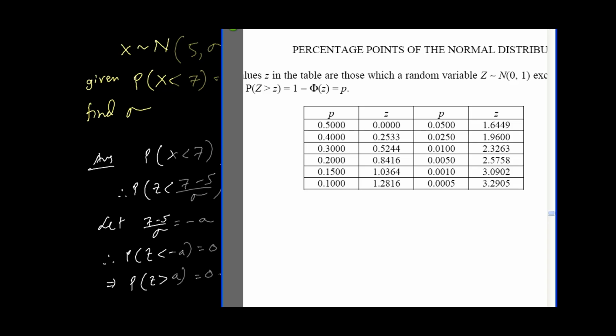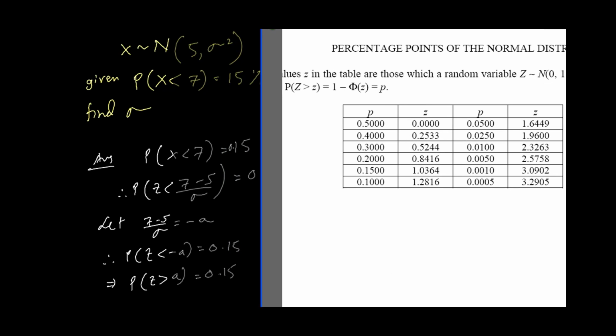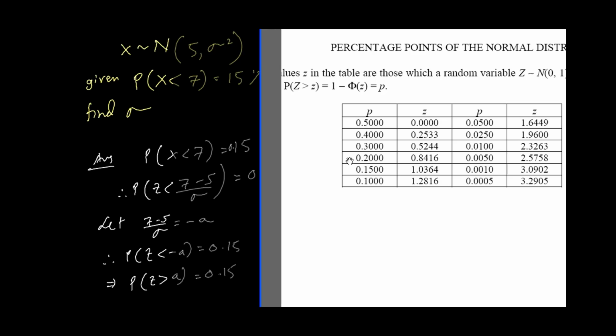So for this type of sum, if we look up the table, we'll find that for z greater than 0.15, it's 4 decimal places. So 0.15, if this is the probability for greater than, the value of z is going to be 1.0364.